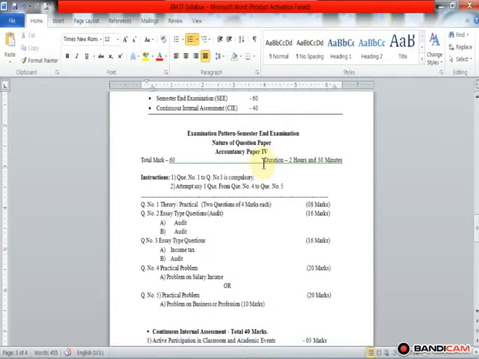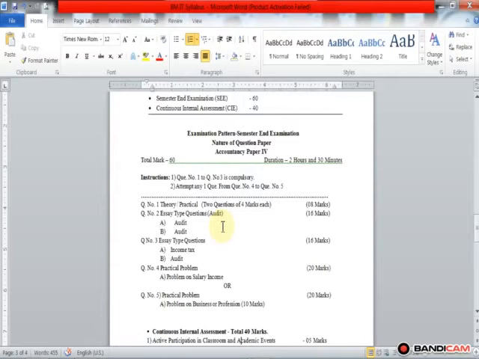Examination pattern, semester end examination. So here we study to understand the nature of the question paper or pattern for the semester end examination. The semester end examination is for 60 marks and the duration is 2 hours and 30 minutes.